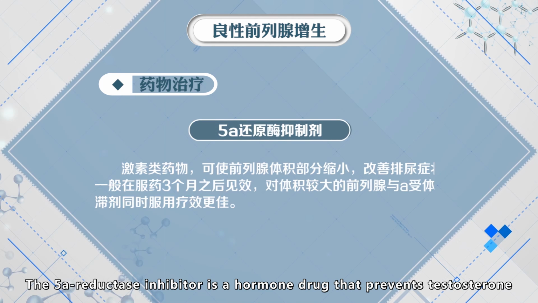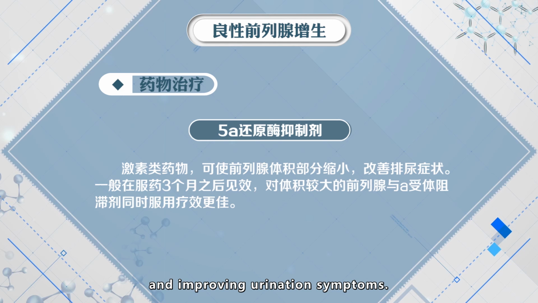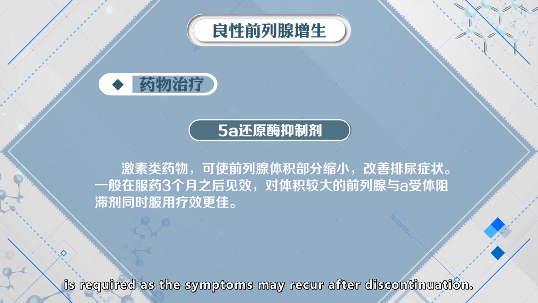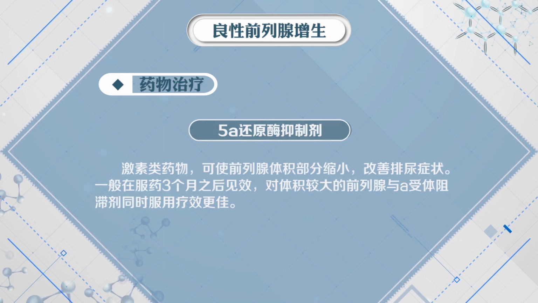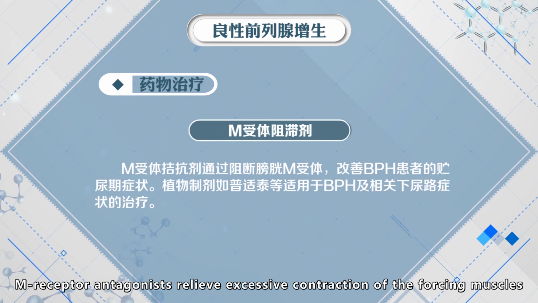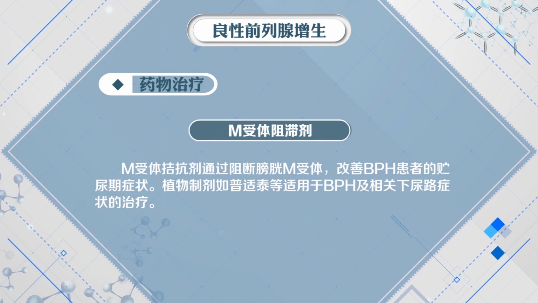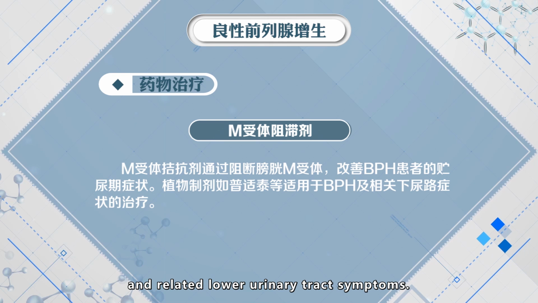The 5A reductase inhibitor is a hormone drug that prevents testosterone from turning into dihydrotestosterone in the prostate, thereby partially downsizing the prostate and improving urination symptoms. It usually works after 3 months of medication, and long-term medication is required as the symptoms may reoccur after discontinuation. Patients with a larger prostate are recommended to take it together with an alpha receptor blocker. M receptor antagonists relieve excessive contraction of the detrusor muscle and reduce bladder sensitivity by blocking bladder M receptors to improve the storage symptoms of BPH patients. Plant preparations are indicated for the treatment of BPH and related lower urinary tract symptoms.